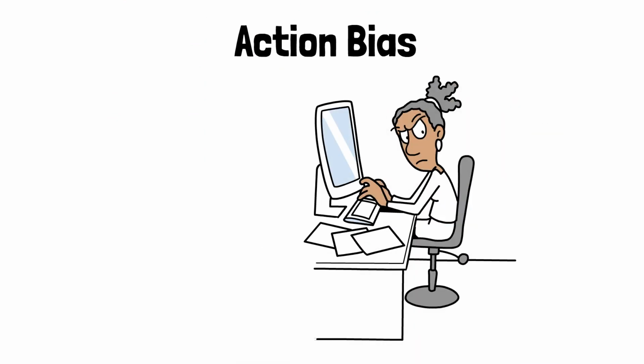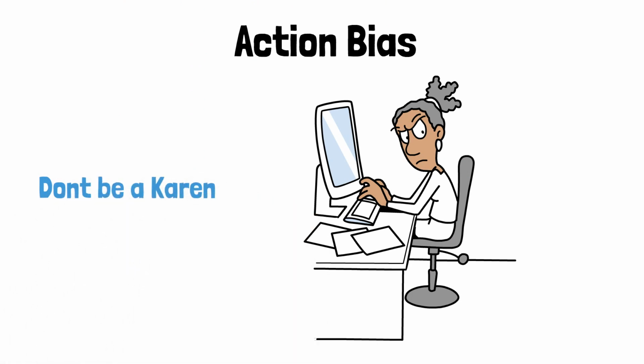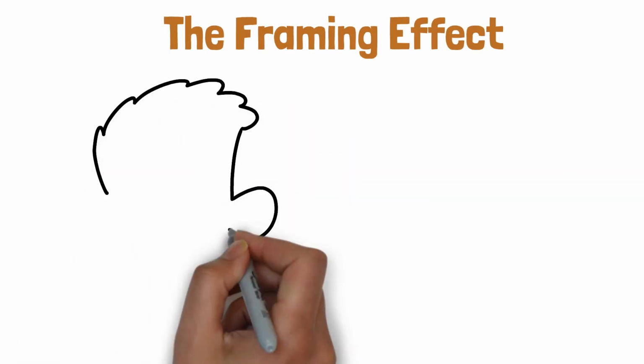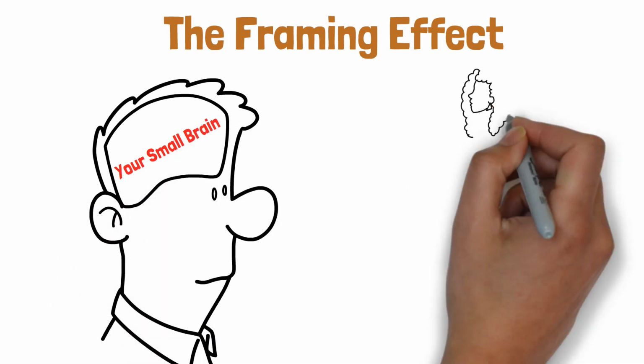Action bias. Action bias is feeling pressured to act even when doing nothing is a better choice. Considering the benefits of patience and inaction can lead to better decisions. The framing effect. The framing effect is when decisions are influenced by how information is presented. Considering information from multiple perspectives helps make more informed decisions.